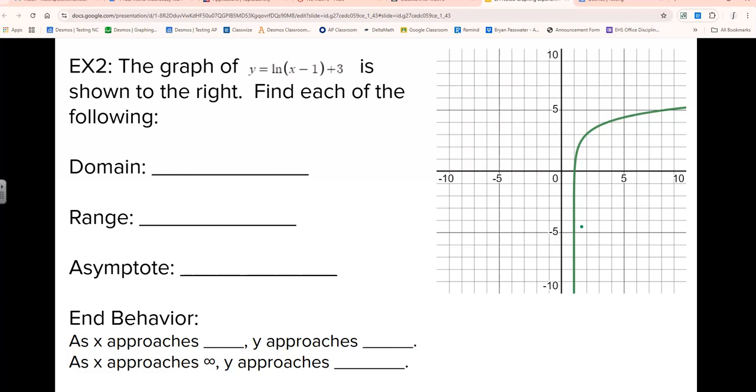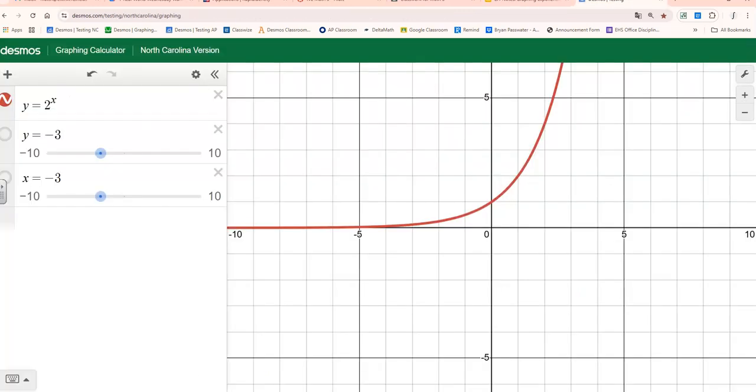Alright, let's look at what we've got. Okay. We're looking at a log function. This is natural log of x minus 1 plus 3. Let's talk about range first. Heston, what's the range on this one? Range. Good. Negative infinity to infinity. I asked that one first because it's the easiest. It's always going to be the answer for a log function. Sometimes it doesn't look like it when you graph it.